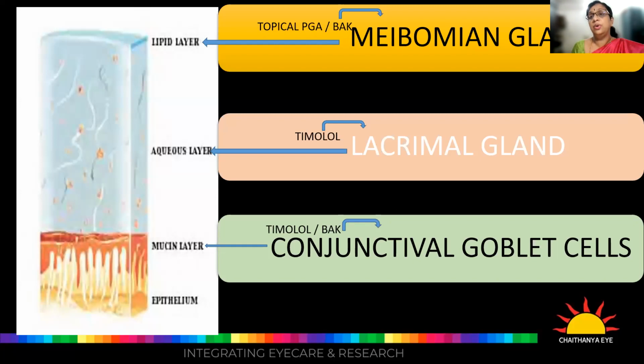We all know that the BAK as well as the topical prostaglandins can affect the meibomian glands and affect the lipid layer of the tear film. Timolol acts on the lacrimal gland and affects the aqueous layer of the tear film. Timolol also acts on the conjunctival goblet cells. BAK also acts on the goblet cells, and they can affect the mucin layer.